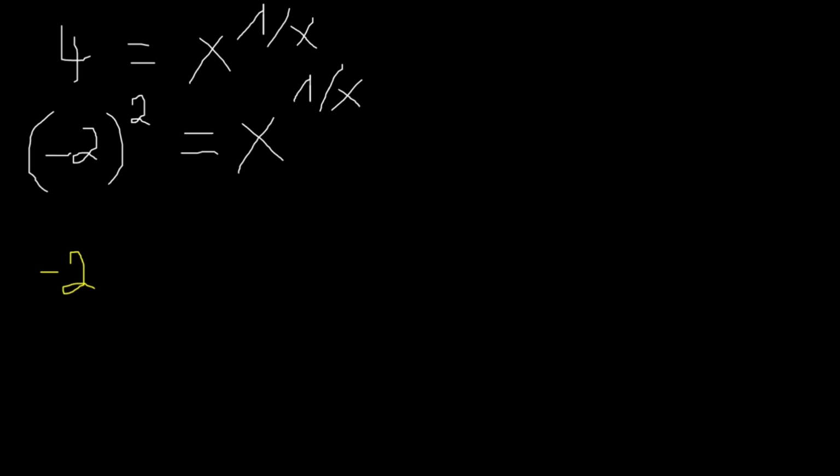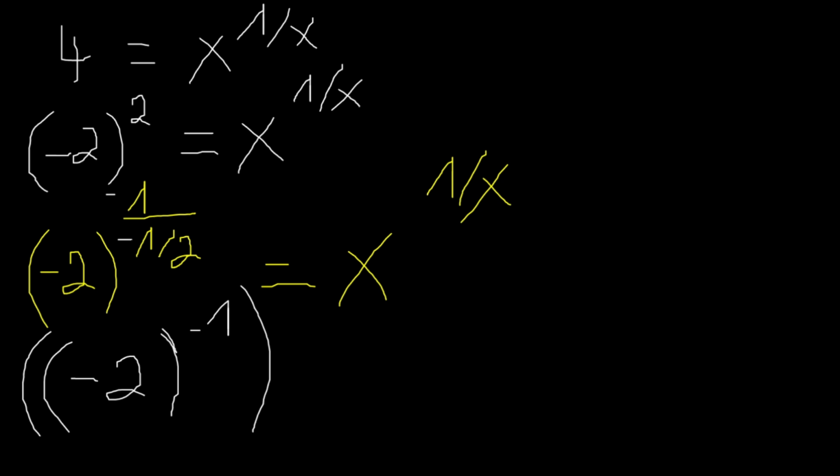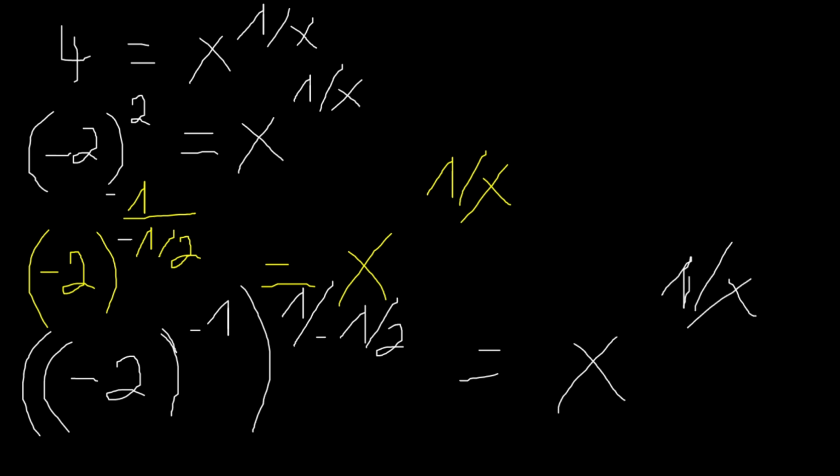If we took negative 2, it equals what? This 2 is the same thing as 1 all over a half. That will be equal to x to the 1 all over x. Are you seeing where we are going? I think, yeah. If you bring a negative up and down, that will be the same thing. Therefore, you have negative 2 to the power negative 1, all that to the power 1 all over negative half, equals x to the power 1 over x.